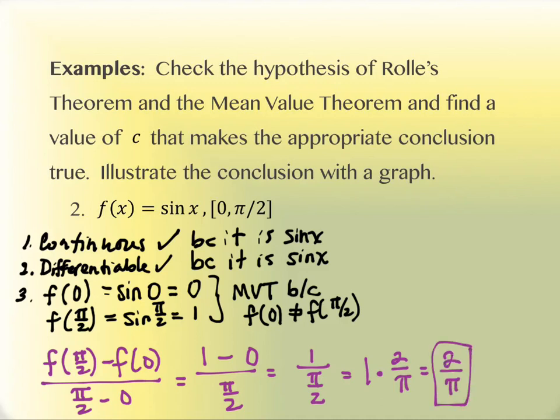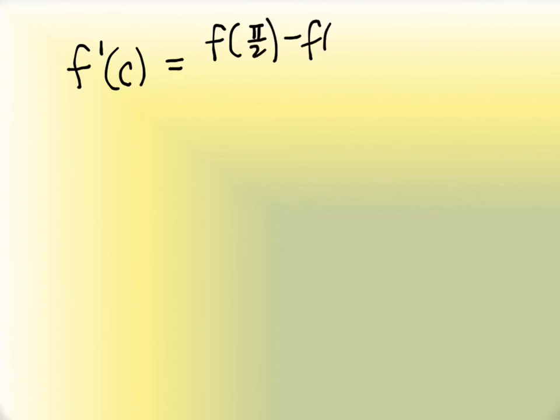So my slope that I calculated is 2 divided by pi. What the mean value theorem says is that there is going to be a location where my derivative at the value of c is going to equal this 2 over pi halves value. Let me write one more step in here just to make it very clear. This is f of pi halves minus f of 0 over pi halves minus 0. That's what we just calculated as 2 over pi.